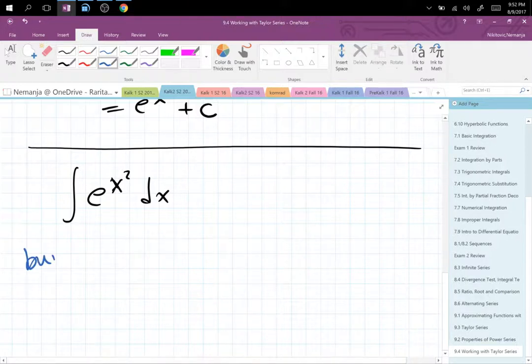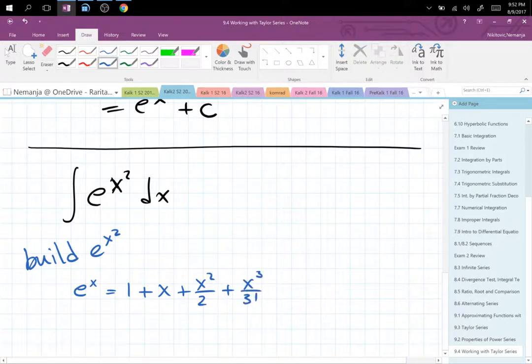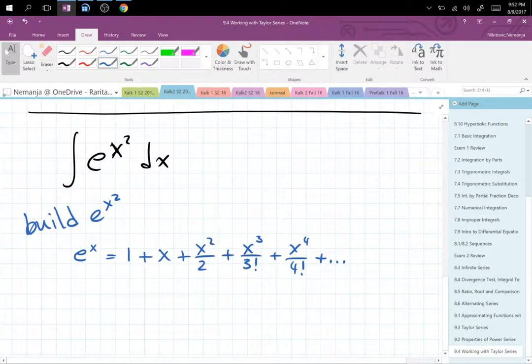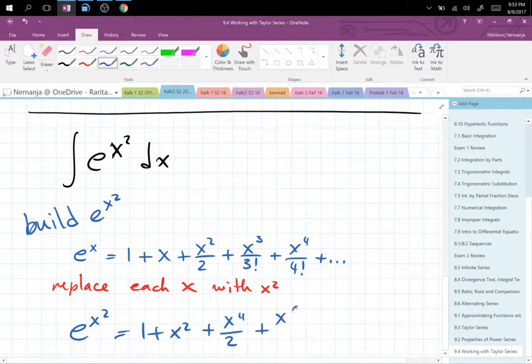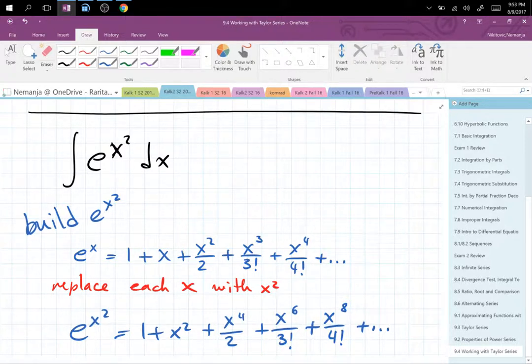So what we're going to do is we're going to build e to the x squared using composition. You start from claiming that e to the x is 1 plus x plus x squared over 2 plus x cubed over 3 factorial plus x to the 4 over 4 factorial plus dot dot dot. And what you do now is you replace each x with x squared and you perform the algebra. So now e to the x squared is equal to 1 plus x squared plus x to the 4 over 2 plus x to the 6 over 3 factorial plus x to the 8 over 4 factorial plus. You see what happened? We replaced every x with x squared and we are getting the power series for e to the x squared.